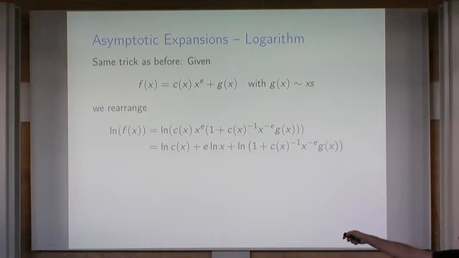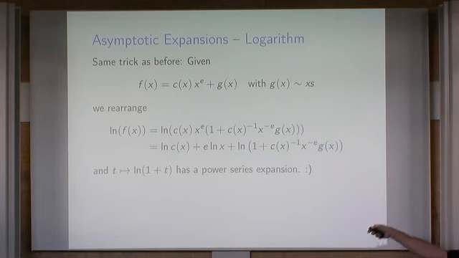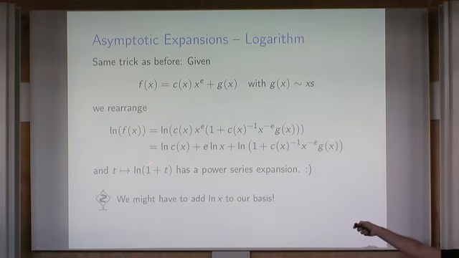So the c of x has an expansion with respect to a smaller basis, so we can just recursively call the logarithm operation. And this function again has a power series expansion, so we can again substitute into the power series. And so the only question is, what do we do about this thing? And the answer is simply, well, ln x has to be part of our basis, and if it isn't, we have to add it to our basis.